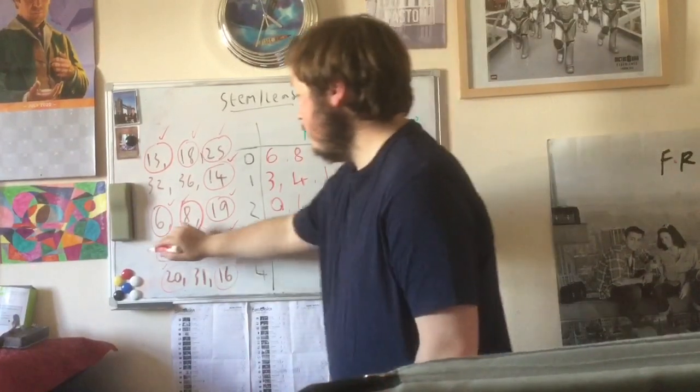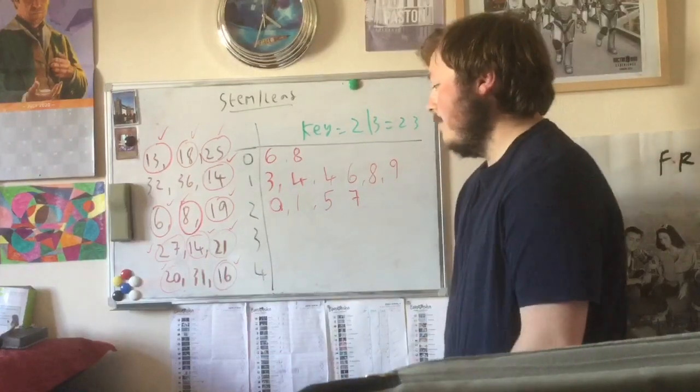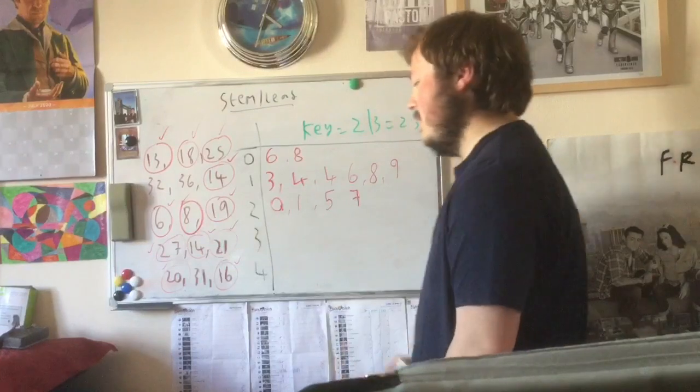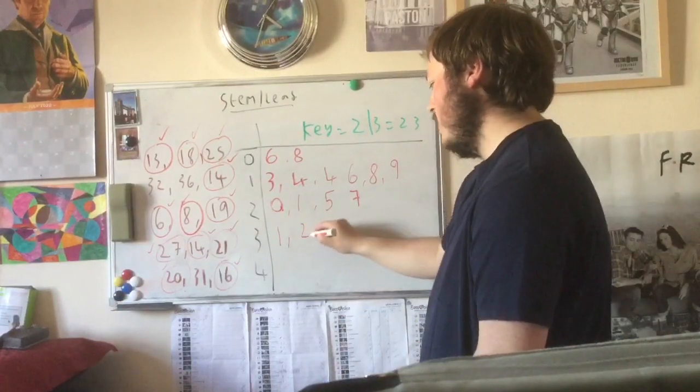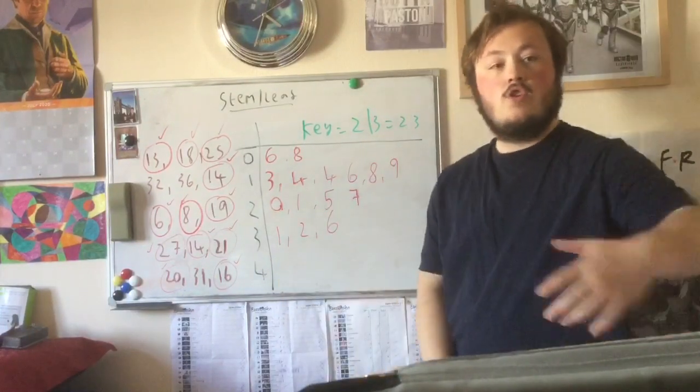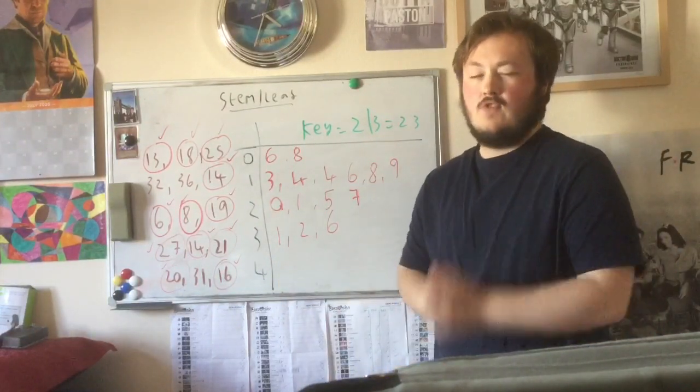And there's nothing else. There you go, that's all the 20s done. Now let's move on to the 30s, where there's 3 left: 31, 32 and 36. So we go 31, 32 and 36. And that is how you create a stem and leaf diagram.